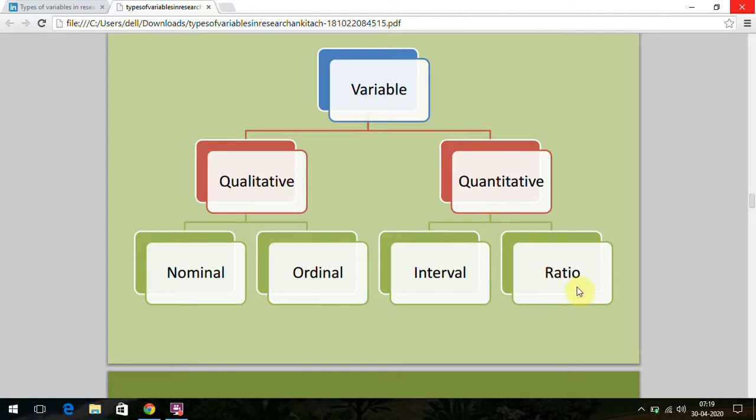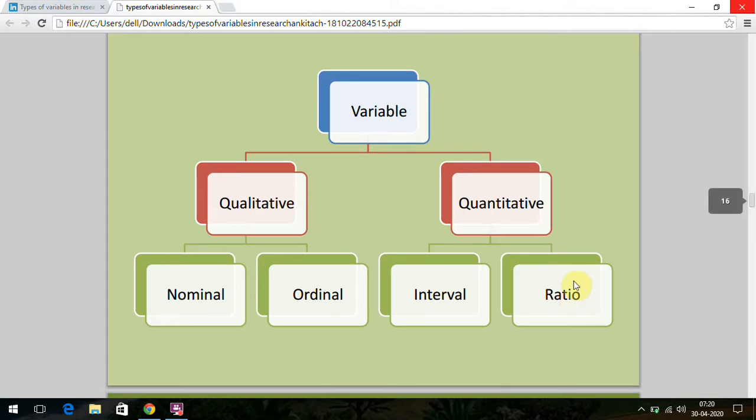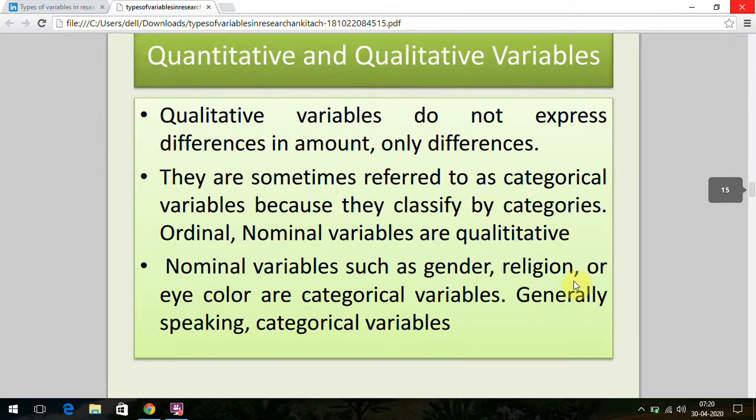Take the 5 cm and 10 cm scenario: 10 cm is double 5 cm. In interval scale, absolute zero is not possible. It's like temperature. 32°C is not twice as hot as 16°C; you can only say it is 16°C more. Negative temperature is possible here. In ratio, zero means absence of it, so a zero option is possible. So these are the common examples.